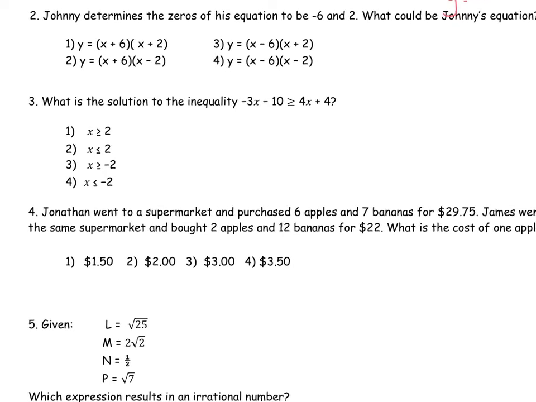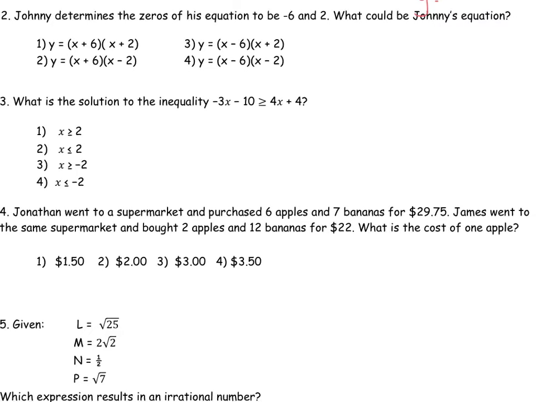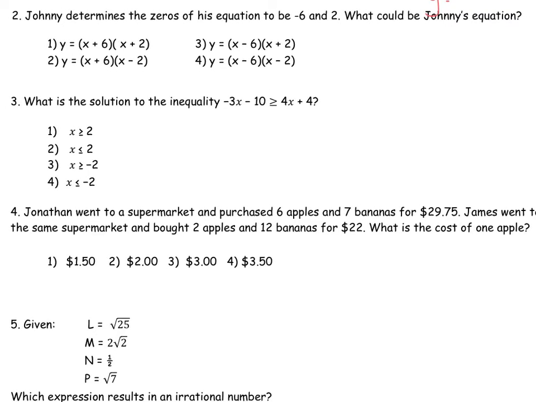Johnny determines the zeros of his equation to be -6 and 2. What could be Johnny's equation? This means I want a parabola that looks like this, crossing at +2 and -6. So that's where you want it to cross. So you're going to go to your calculator and graph in y1. You're going to graph each choice separately. So x plus 6 and then x plus 2.